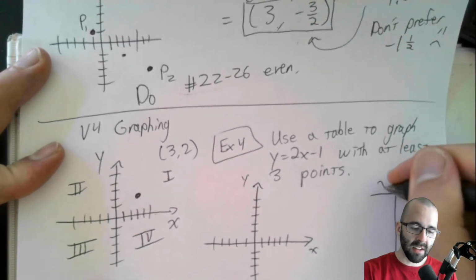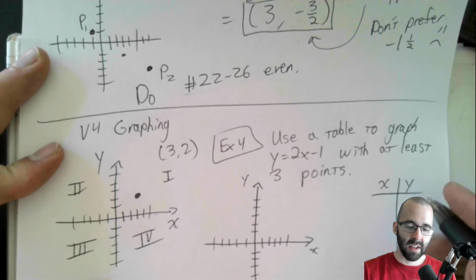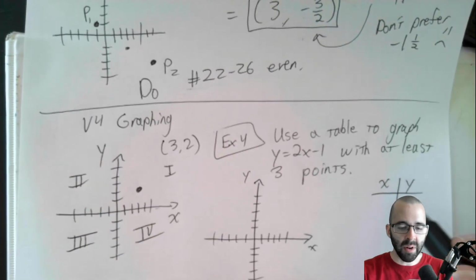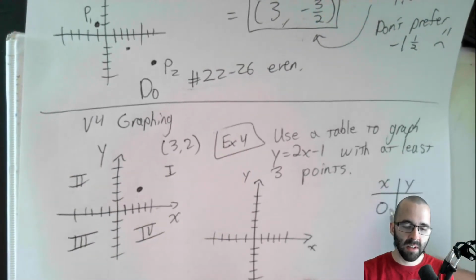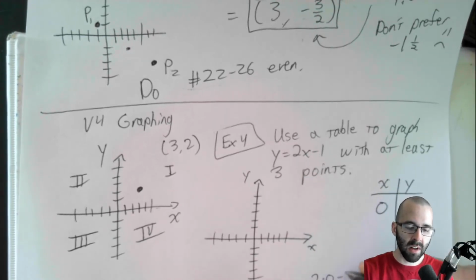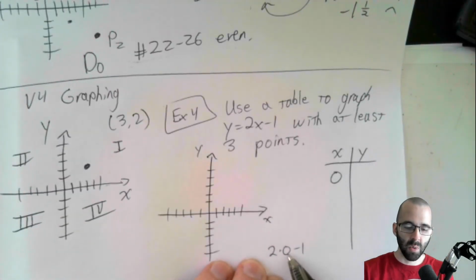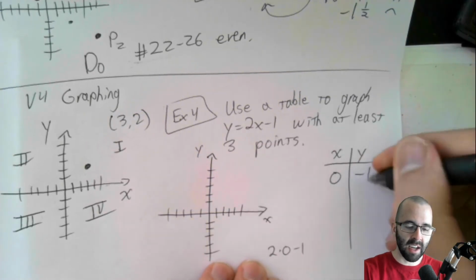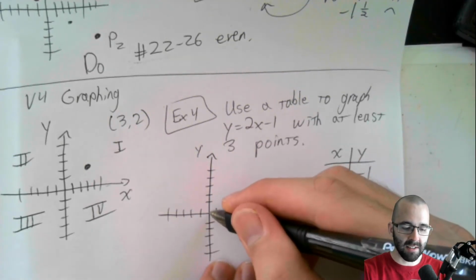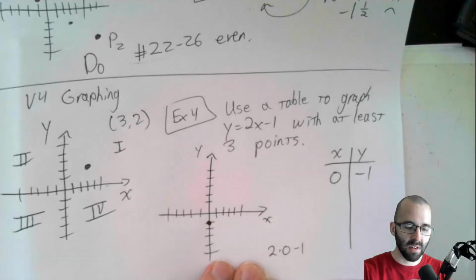So we're just going to make our x's and our y coordinates. We can just choose any number we want for x. I like to start with 0. x is 0. What is y? Well, y is going to become 2 times 0 minus 1, right? You just replace the x with the number you're plugging in for that. Type this into a calculator, you get -1. That's our first point. x is 0, y is -1.